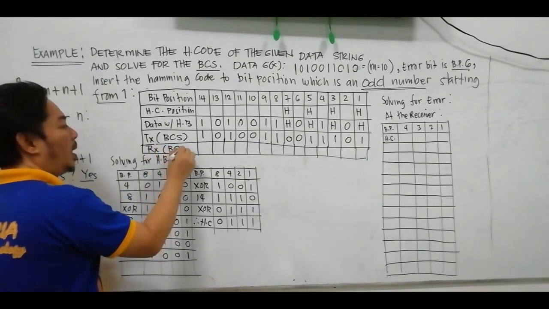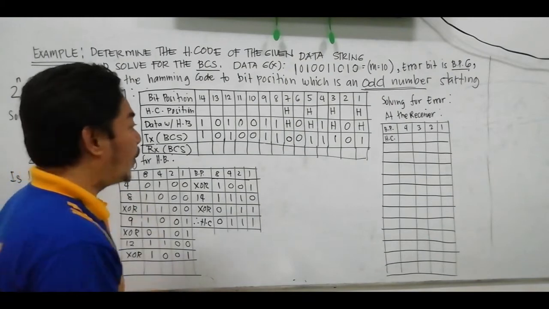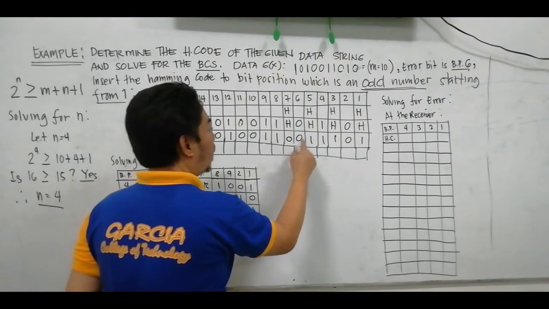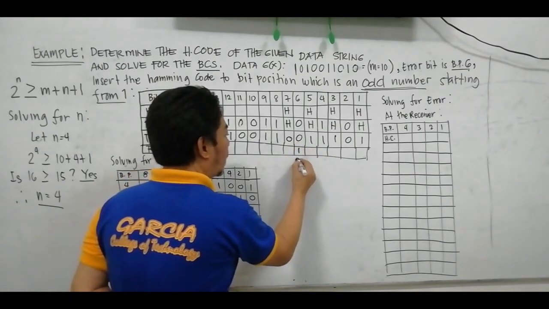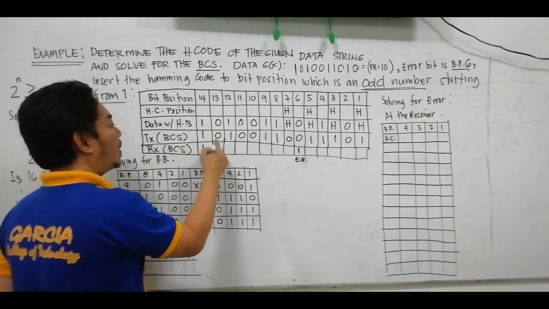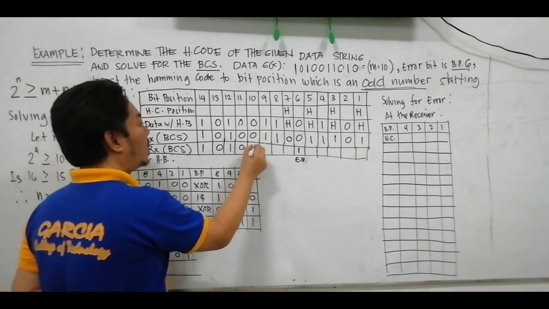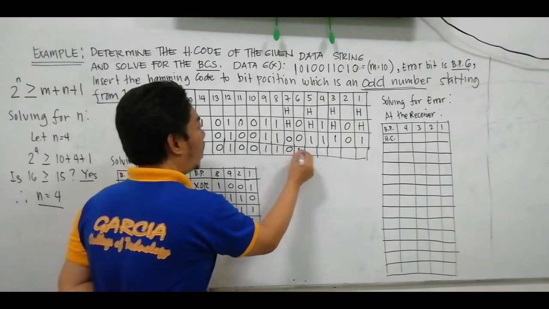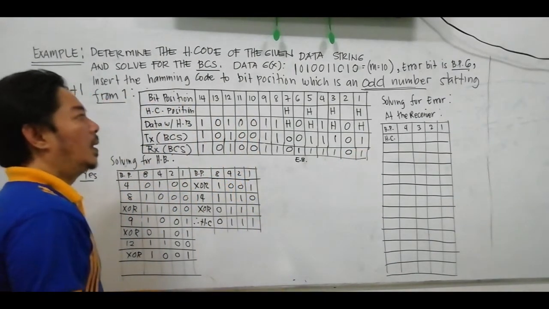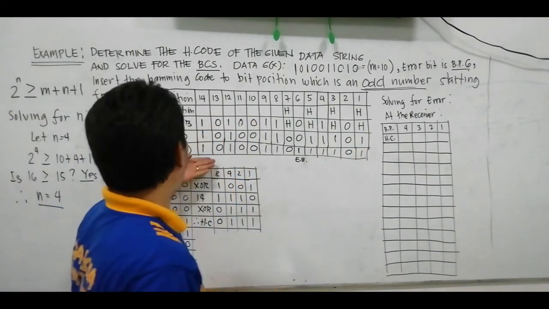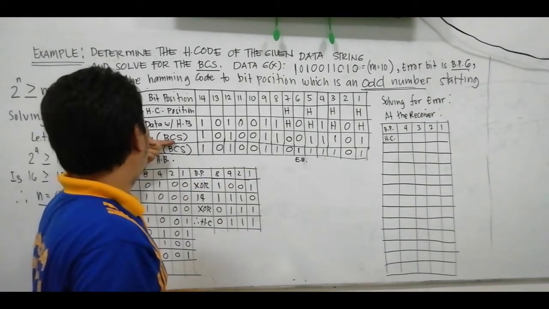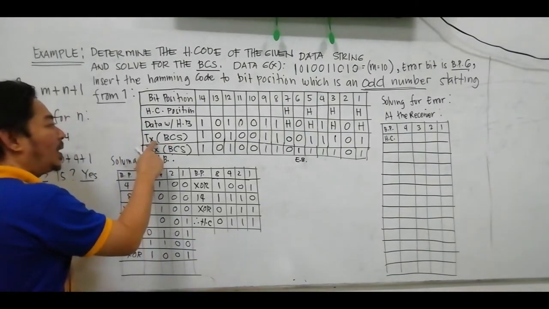So this will be your receive block check sequence with an error bit, okay? So the error bit position is 6 instead of 0, that will be 1, okay? So this is your error bit, okay? So copy, 1, 0, 1, 0, 0, 1, 1, 0, 1, 1, 1, 0, 1, okay? Then, this is now your block check sequence with an error bit. This is your block check sequence from the transmitter.